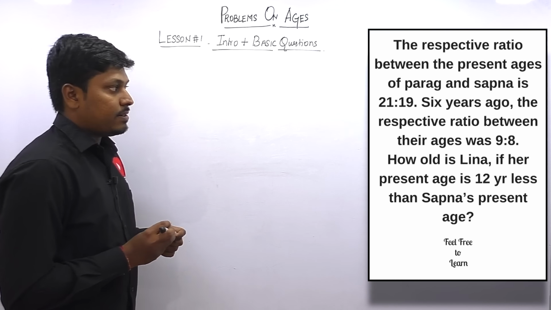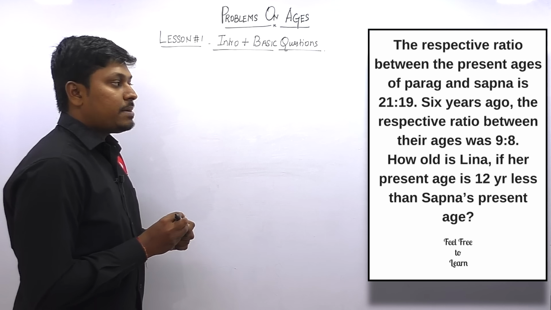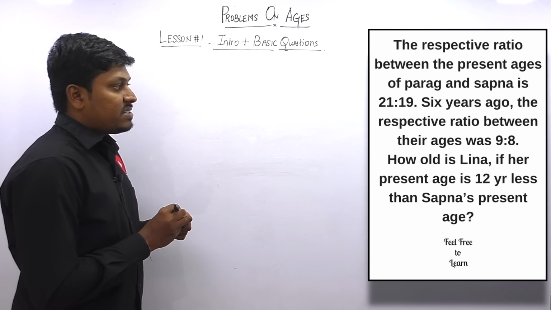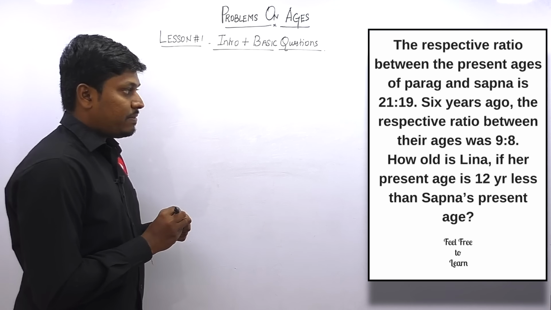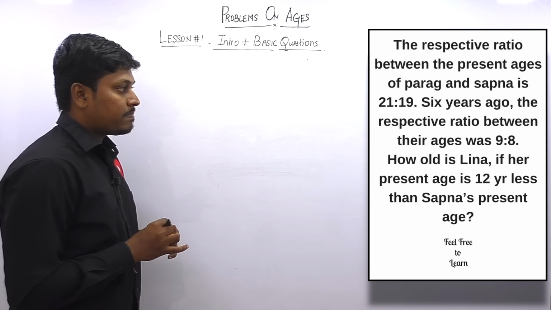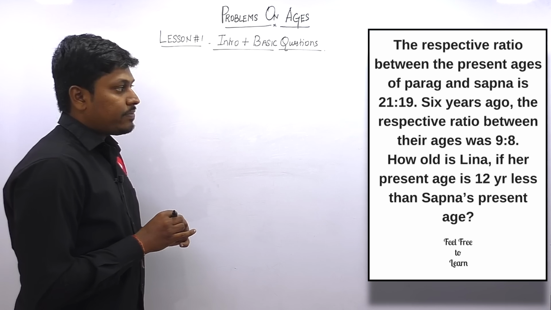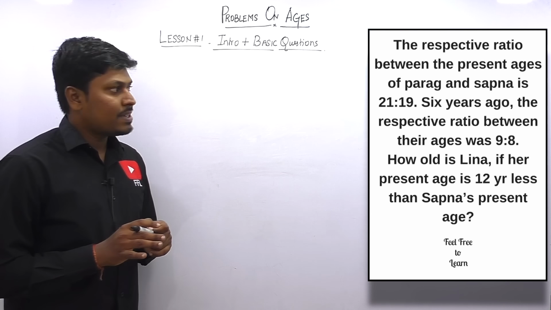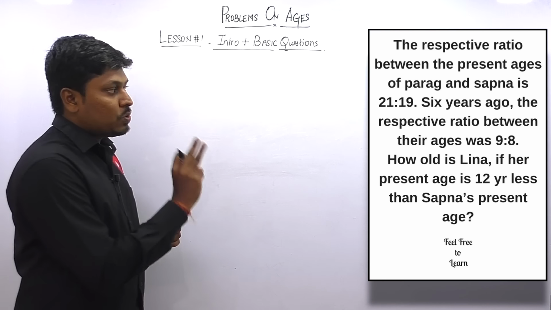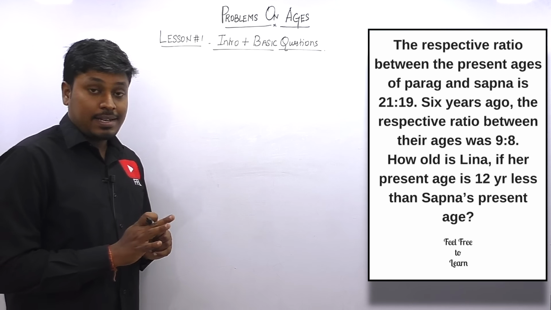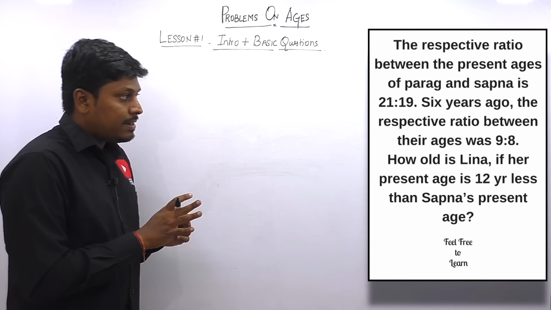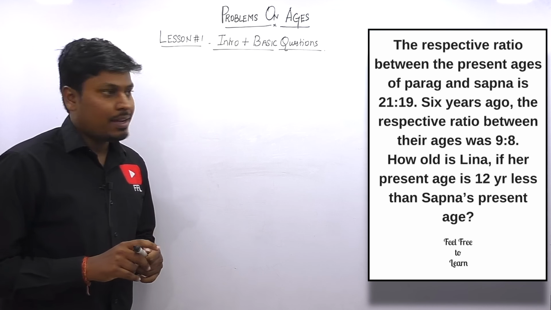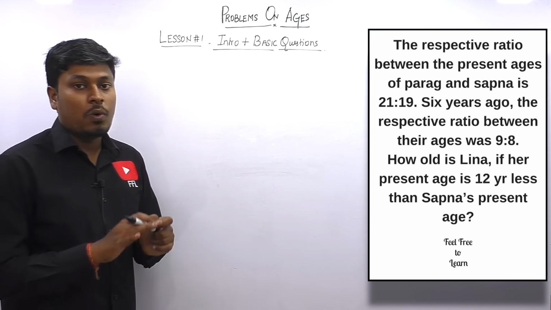Last, the 8th question. The respective ratio between the present ages of Parag and Sapna is 21:19. 6 years ago, the respective ratio between their ages was 9:8. How old is Leena if her present age is 12 years less than Sapna's present age? So listen here, first they are talking about two persons, that is Parag and Sapna. At last they are saying there is a person called Leena and her present age is 12 years less than the present age of Sapna. And what is our target? Our target is to find how old Leena is.